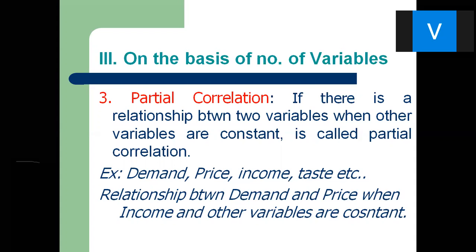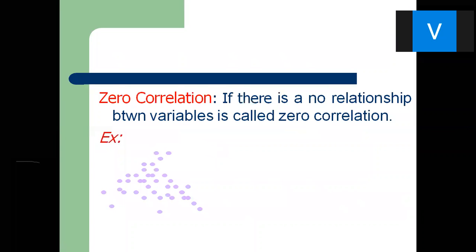In group activities, if somebody joins who is against another person, that person may not perform well, so the performance will come down. This partial correlation is used in the management field also. Here, it is the relationship between demand and price when income and other variables are constant, as I told you. Then the last one, zero correlation.